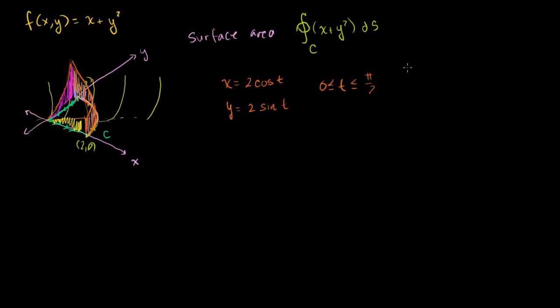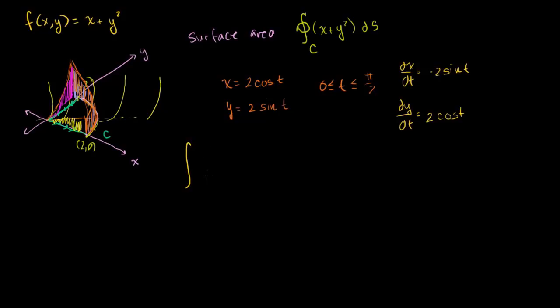So dx/dt is going to be equal to minus 2 sine of t, and dy/dt is going to be equal to 2 cosine of t. Just took the derivatives of these. We've seen that many times before. So if we want this orange wall's surface area, we can take the integral. And if any of this is confusing, there are two videos before this where we derive this formula.